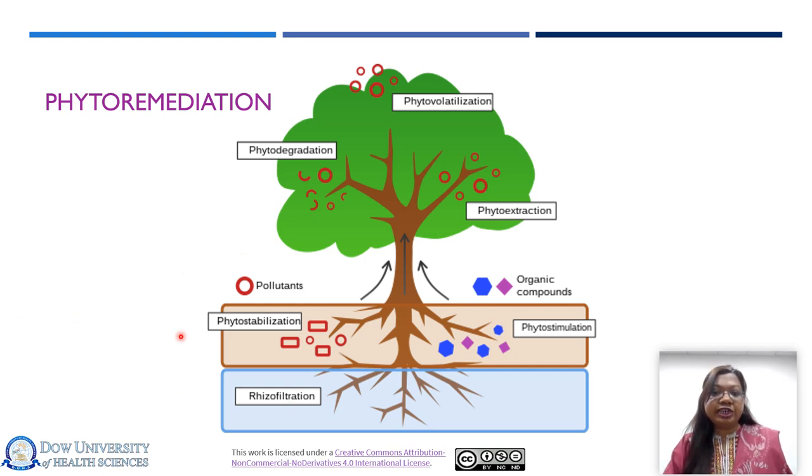The next is the phytostabilization. It involves the absorption and precipitation of contaminants, principally metals, by plants, reducing their mobility and preventing their migration to groundwater or air or entry into the food chain. The next is the phytoextraction. This is the extraction and accumulation of contaminants in harvestable plant tissues, including roots and surface shoots. The next one is the phytostimulation or plant-assisted bioremediation. The stimulation of microbial and fungal degradation by release of exudates and enzymes in the root zone, that is the rhizosphere.